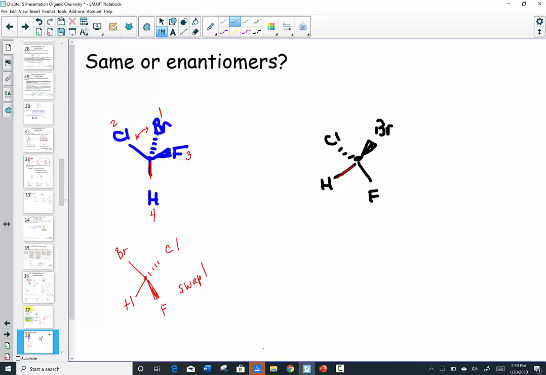We're not there yet. Let's do another swap. We need bromine to be the wedge, so we've got to keep going. Let's go again. I'm going to put the hydrogen up here, the bromine down here, the fluorine here, chlorine here. Swap 2. So here's the enantiomer.